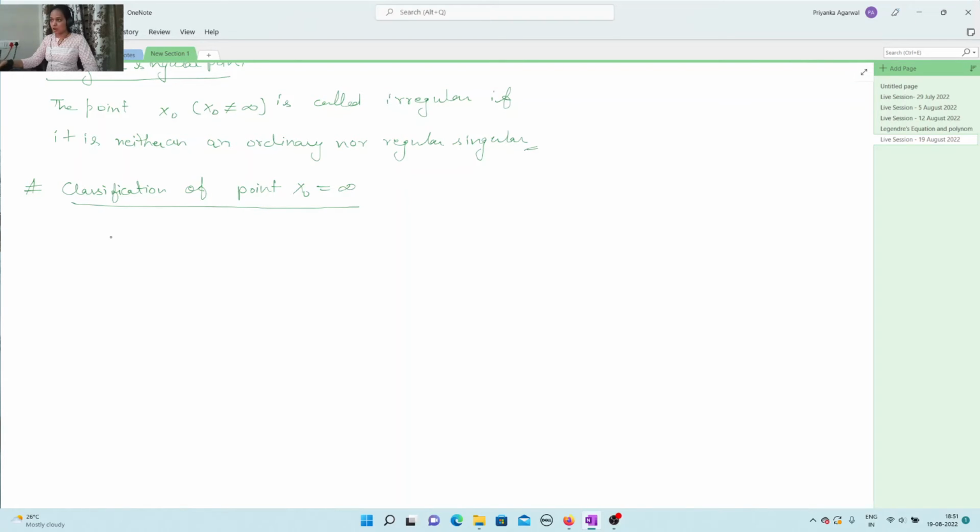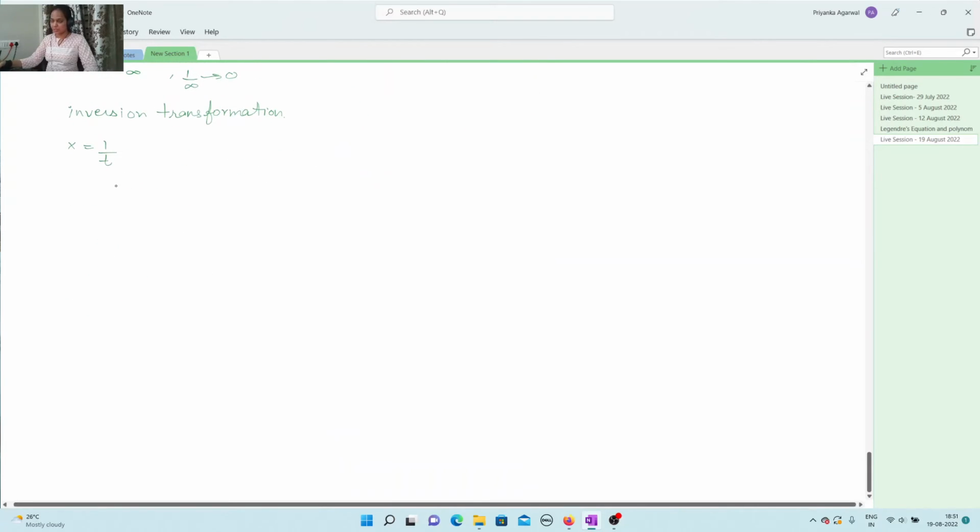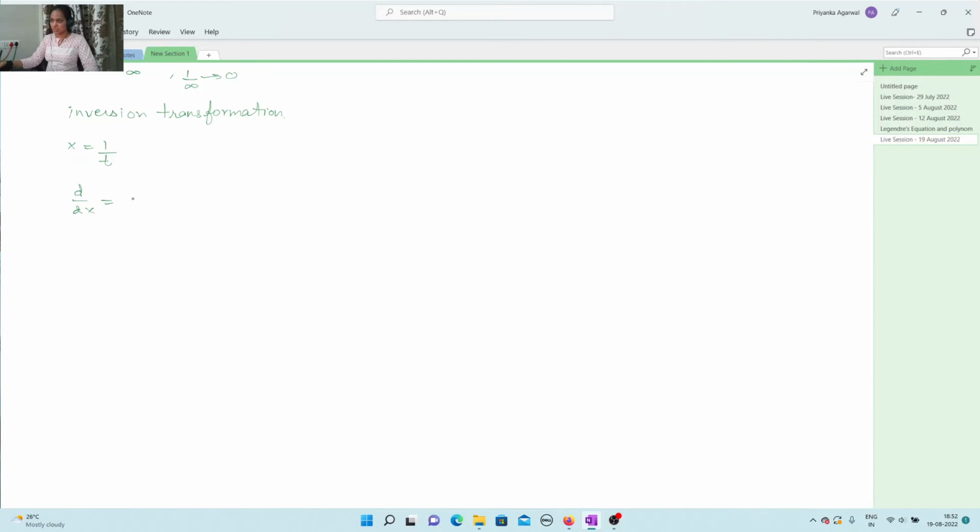So generally, how do we do this? We know that if something is infinity, if we invert it, it tends to 0. So a similar transformation we use here. We do an inversion transformation. So we replace x by 1 by t. Now if we replace x by 1 by t, what will d by dx become? Minus t square d by dt. And what will d2 by dx square become? t4 d2 by dt square plus 2t2 d by dt, and so on. You can write down for higher order terms. I hope you can calculate this.